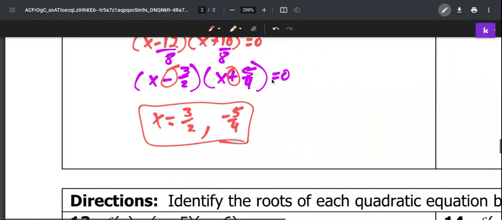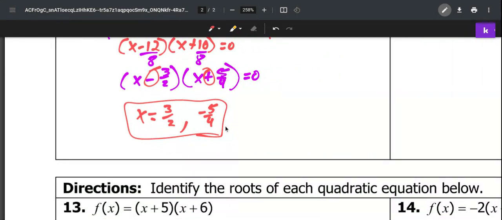All right. And then we can write that in the set notation. I'll be honest, if you keep it like this, I'll probably be okay with it. All right, then let's do one more.